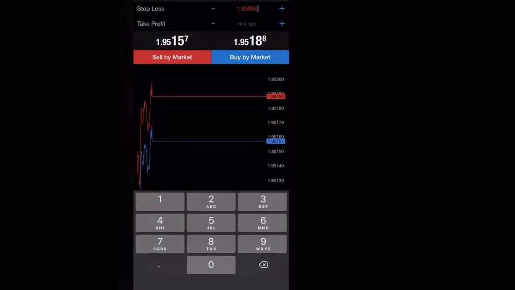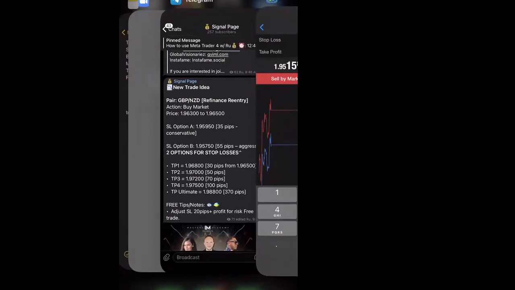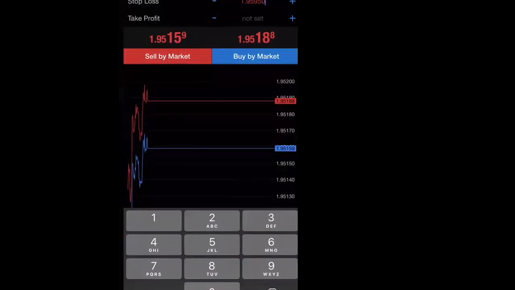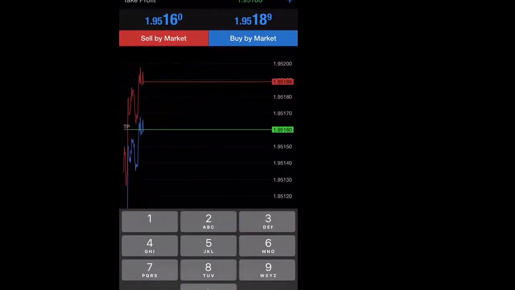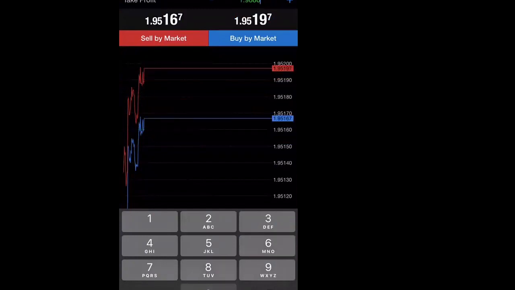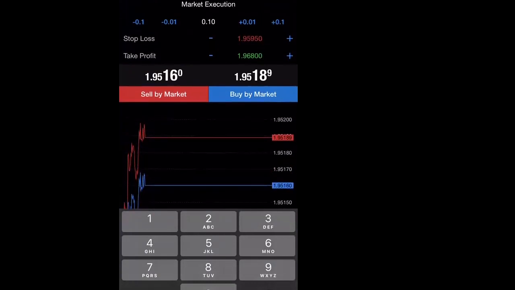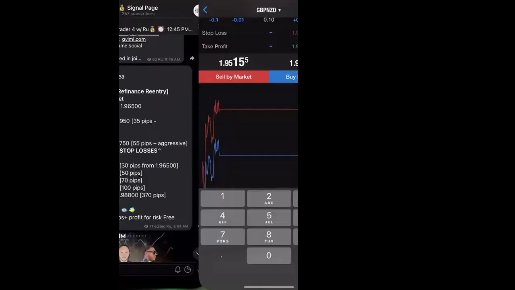Now, my take profit, right? I'm going to use take profit number 1. Take profit number 1 says 30 pips. It says 1.96800, right? Take profit number 1, 1.96800. So I'm going to click on where it says take profit. I'm going to erase everything, 1.96800. Boom, right? The next step is pretty simple. It's going to ask me whether I want to buy the market or whether I want to sell the market, right?